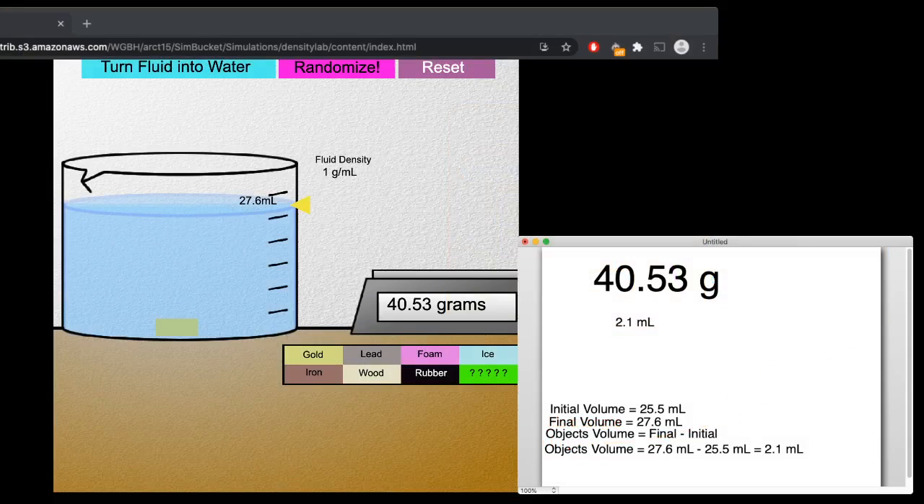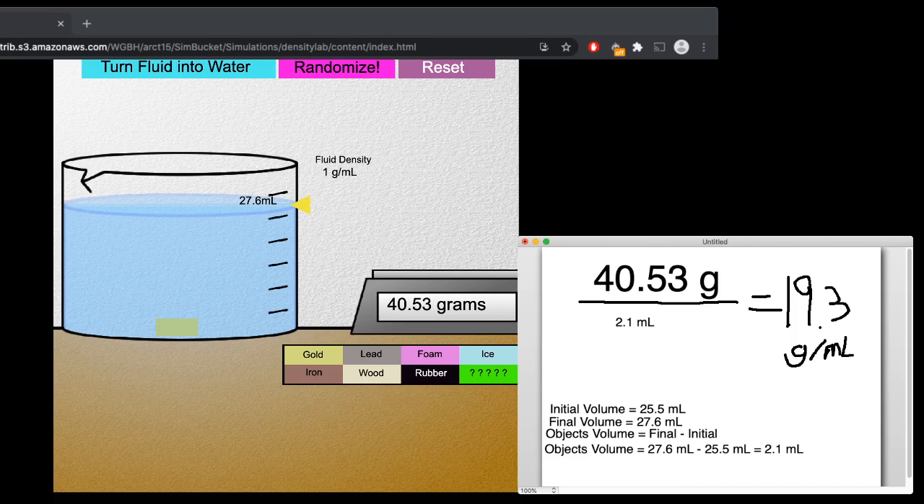Okay? So mass, so our mass up here divided by this line, the volume, then equals, so 40.53 divided by 2.1, I'm going to pull out my phone calculator again, equals 19.3. And then remember our units for density is grams per milliliter. Okay, always have your units.